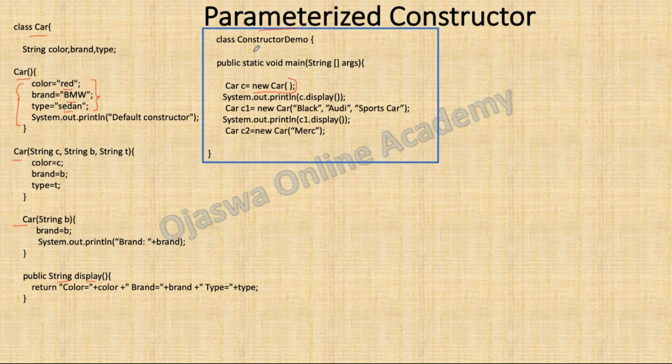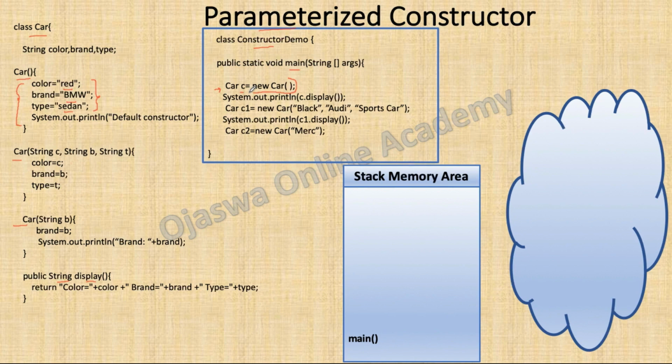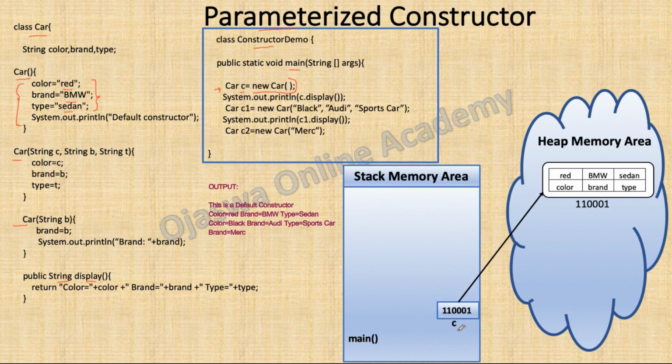Let us start the execution from the class ConstructorDemo. Class ConstructorDemo contains the main method. Your execution starts from here. Here we have created an object named c. So when the interpreter reads the statement, the object will be created inside the heap and the reference variable c is created on the stack. Here is the reference variable created and this is my object c. Memory for instance variables will be reserved inside the object.